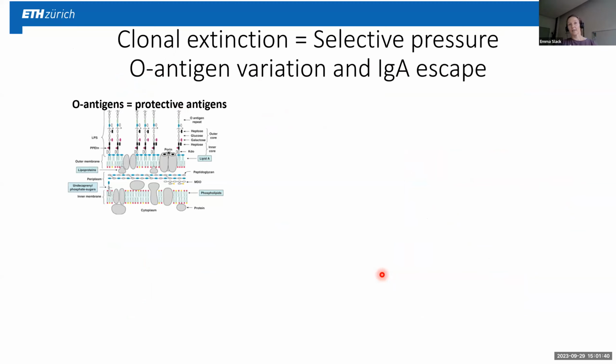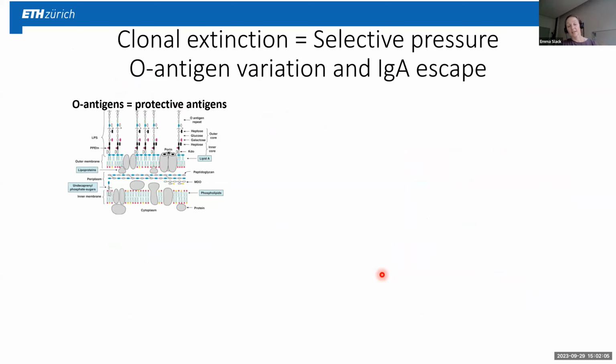Okay, so this seems great at this point, right? We have a nice, safe oral vaccine. It protects from invasion. It protects from inflammation. It's driving this clonal extinction. Why aren't we all taking these vaccines all the time? And there is an Achilles heel in this problem, which is that clonal extinction, which we're inducing with these IgA responses, is of course exactly the same as a selective pressure on these bacteria.